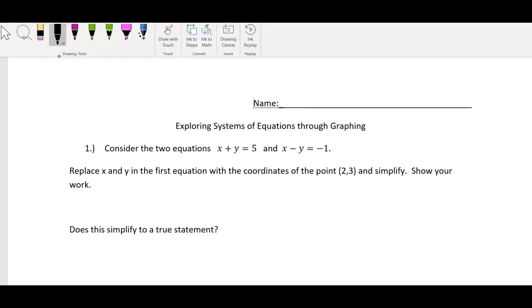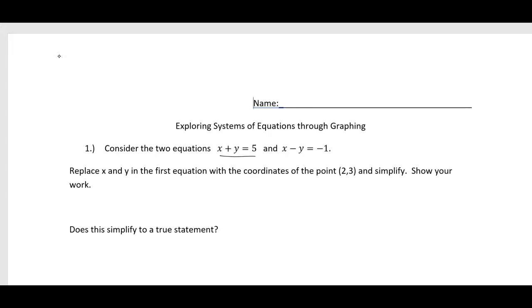So we're exploring systems of equations through graphing. This is found in your week 4 folder. It says Introduction to Solving Systems of Linear Equations. We're going to consider these two equations, x plus y equals 5 and x minus y equals -1. We can't solve x plus y equals 5. We could write y equals 5 minus x or x equals 5 minus y, but we can't get a number for it because there are two variables. Same thing for x minus y equals -1.